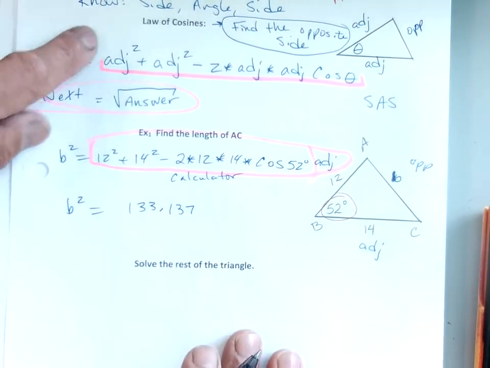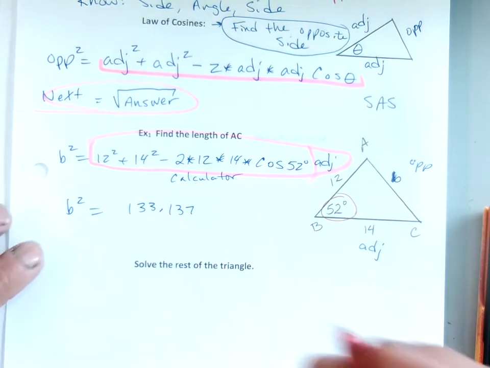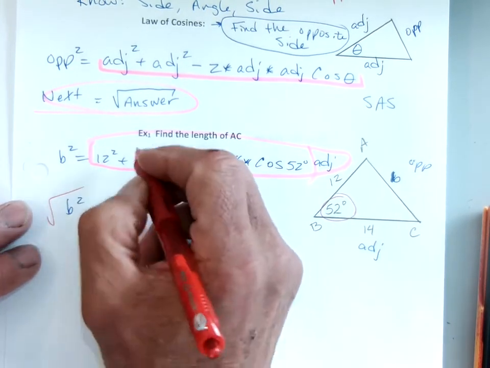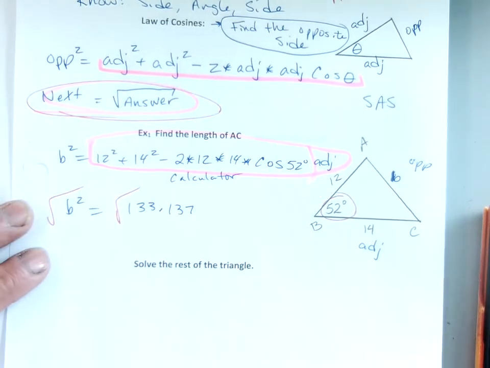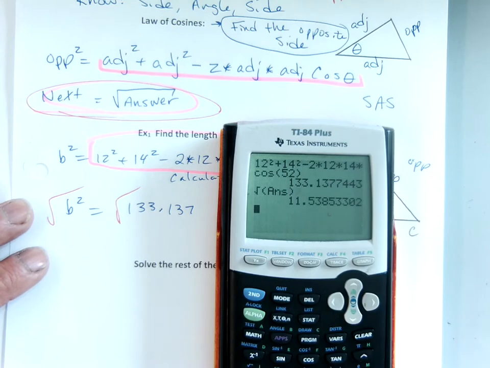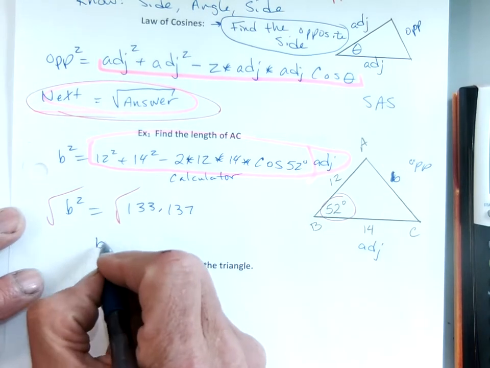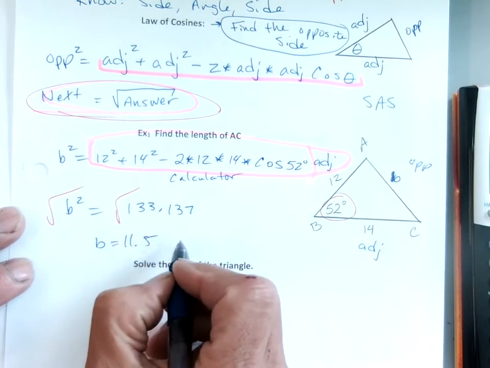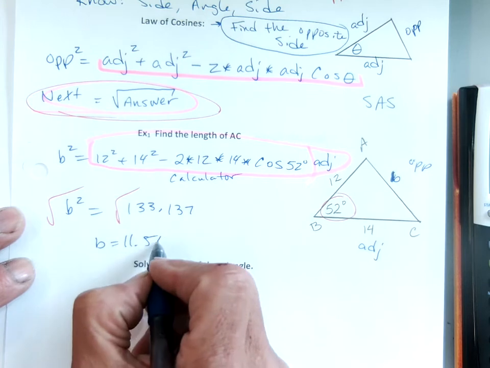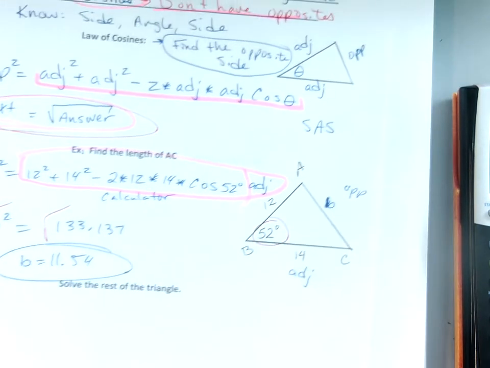And remember, I said there's 2 steps to this. So the second thing I'm going to do is solve for b. I'm just going to take the square root of both sides, square root of that answer, and then I get about 11.54. So b is about 11.54. There you go. All right. Now, awesome. Let me put that back in here.